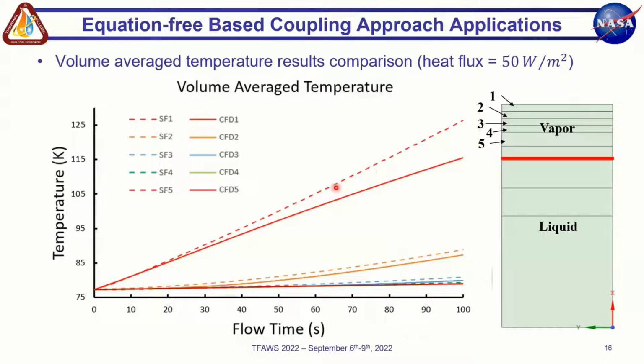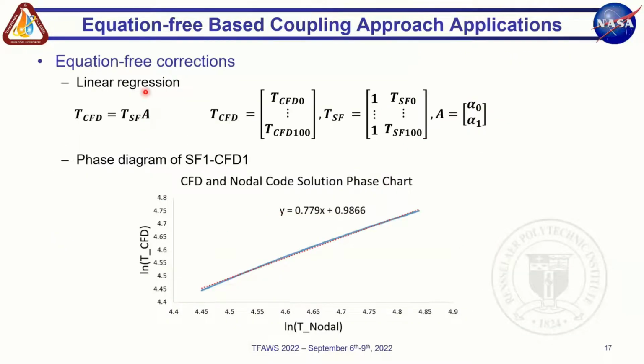The nodal code overestimated the temperature of the tank. Now we use linear regression, and we can see the phase diagram of the first region. We use the log to normalize our result: the x-axis is the log of the nodal results of the temperature, and the y-axis is the log of the CFD results of the temperature. We just use linear regression to fit a linear correction between these two results.